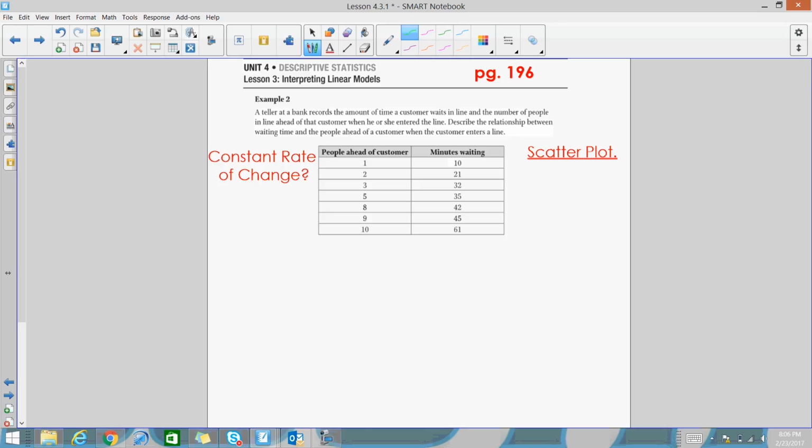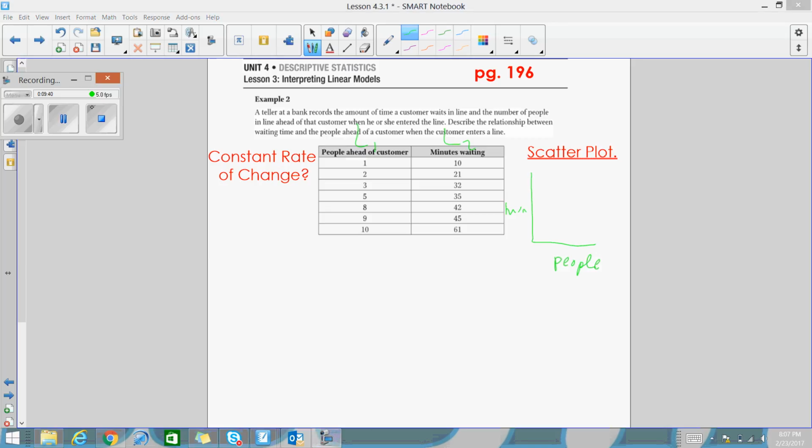So what I want you to do is pause this video and put all these into your L1 and L2 and make your scatter plot. Your scatter plot should have people, and then this is minutes. Your Y is your minutes because L2 is always your Y. So create your scatter plot and then unpause the video and we will keep going. So pause it.